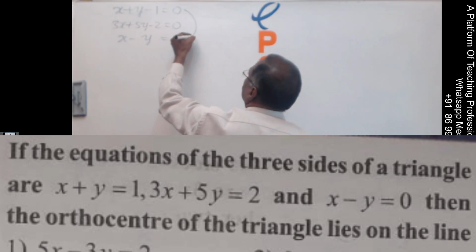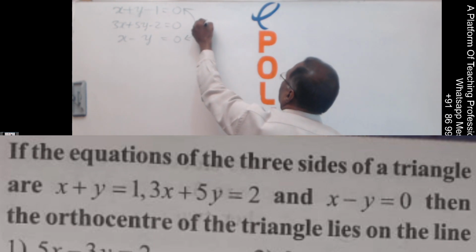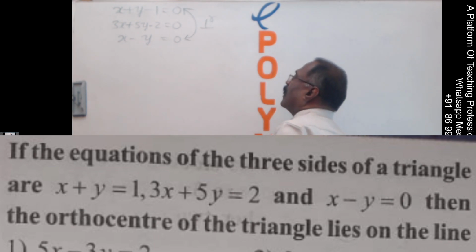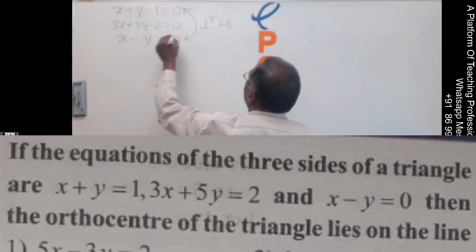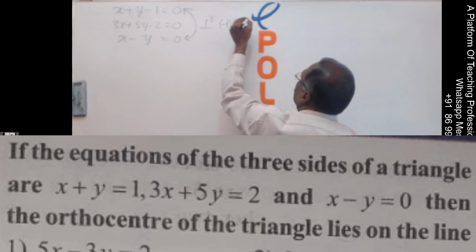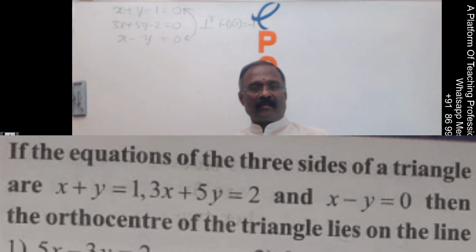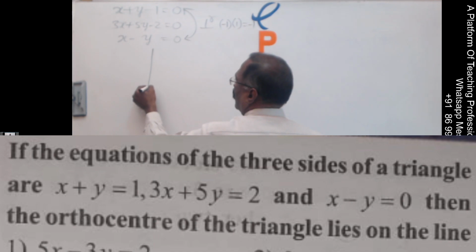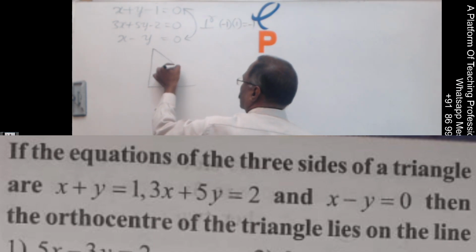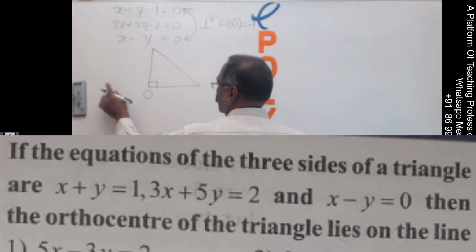Just observe these two. Both are perpendicular to each other. The slope of x plus y is minus 1, and the slope of the other is plus 1. The product of the slopes is minus 1. So it forms a right angle triangle. And hence, in a right angle triangle, the vertex containing the right angle is nothing but the orthocenter.